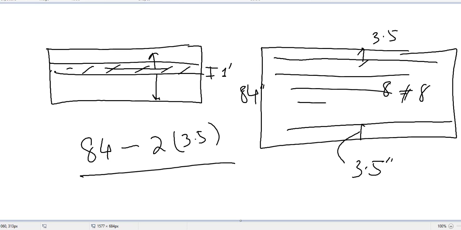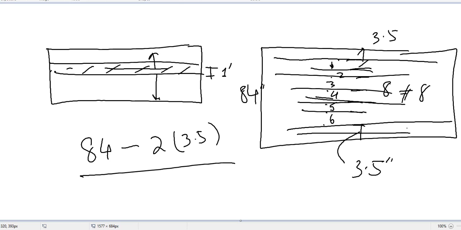So 2, 3, 4, 5, 1, 2, 3, 4, 5, 6, 7, 8. So 8 bars. So 1 spacing, 2 spacing, 3 spacing, 4, 5, 6. Did I make any mistake? So one spacing here, 1, 2, 3, 4, 5, 6, 7 bars, so 8 bars. So there are 7 spacings, and dividing by 7 you will get the center to center spacing of the bar.